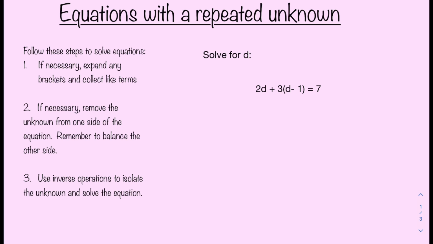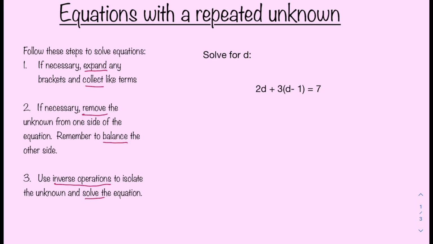So how do we solve a question like this? Here are the steps that you need to take. Number 1, if necessary, expand any brackets and collect like terms. Number 2, if necessary, remove the unknown from one side of the equation. Remember to balance the other side. And number 3, use inverse operations to isolate the unknown and solve the equation.